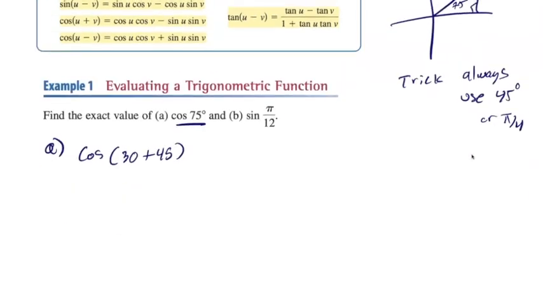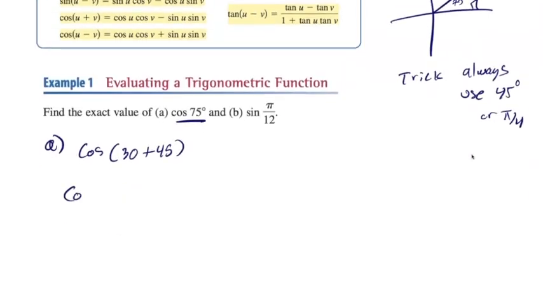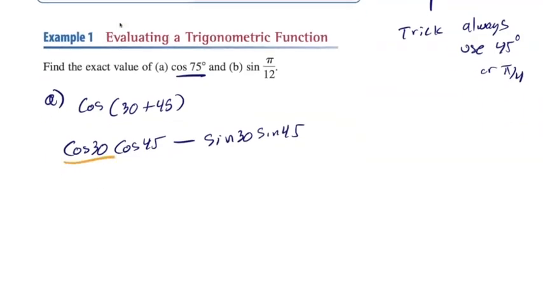All we do here is follow the formula. So the formula for cosine is cosine 30 cosine 45 minus, it's opposite, minus sine 30 sine 45. And then we just have to evaluate this. Cosine 30, the little triangle here, 30, 1, rad 3, 2. Cosine's adjacent over hypotenuse, rad 3 over 2. Since I'm here, I'm going to do sine of 30 also. Sine is opposite over hypotenuse, 1/2.